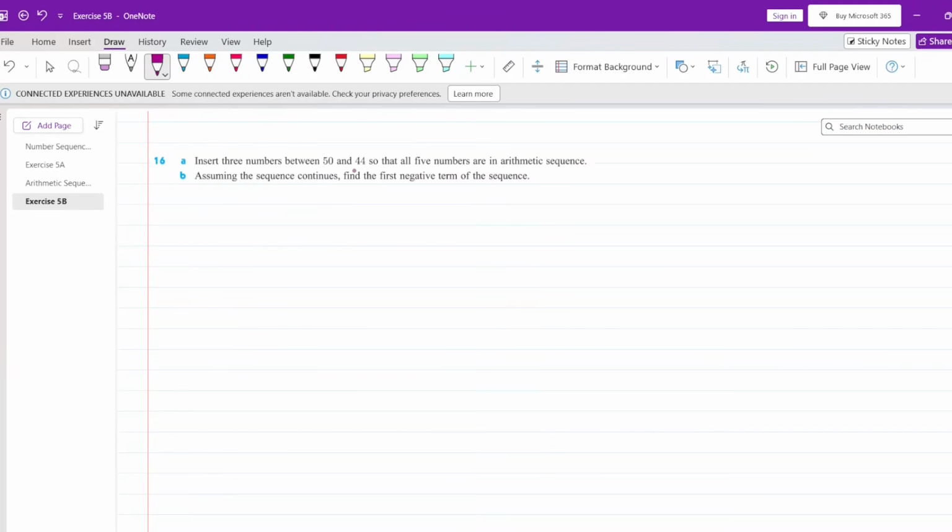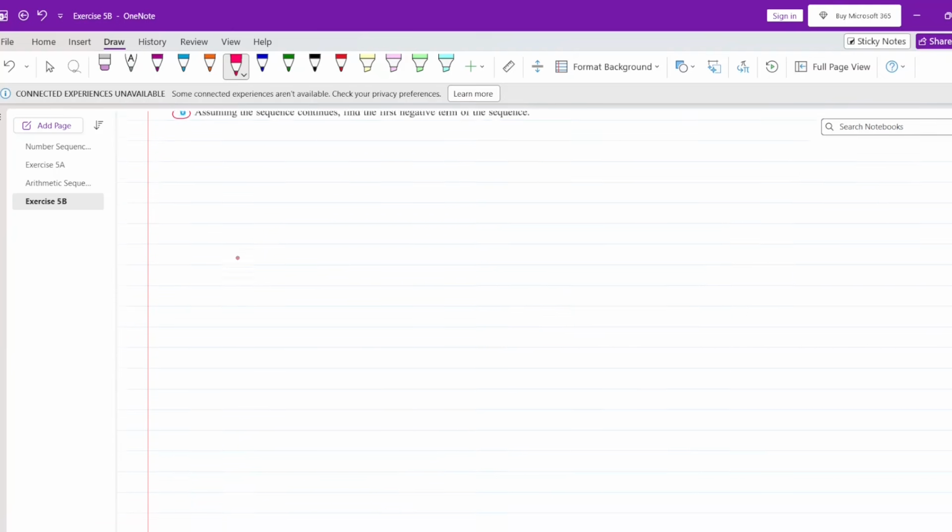Insert three numbers between 50 and 44 so that all 5 numbers are in arithmetic sequence. So this is for you to do on your own. Very easy, just like previous questions. Assuming the sequence continues, find the first negative term of the sequence. So this is also we have done many times.